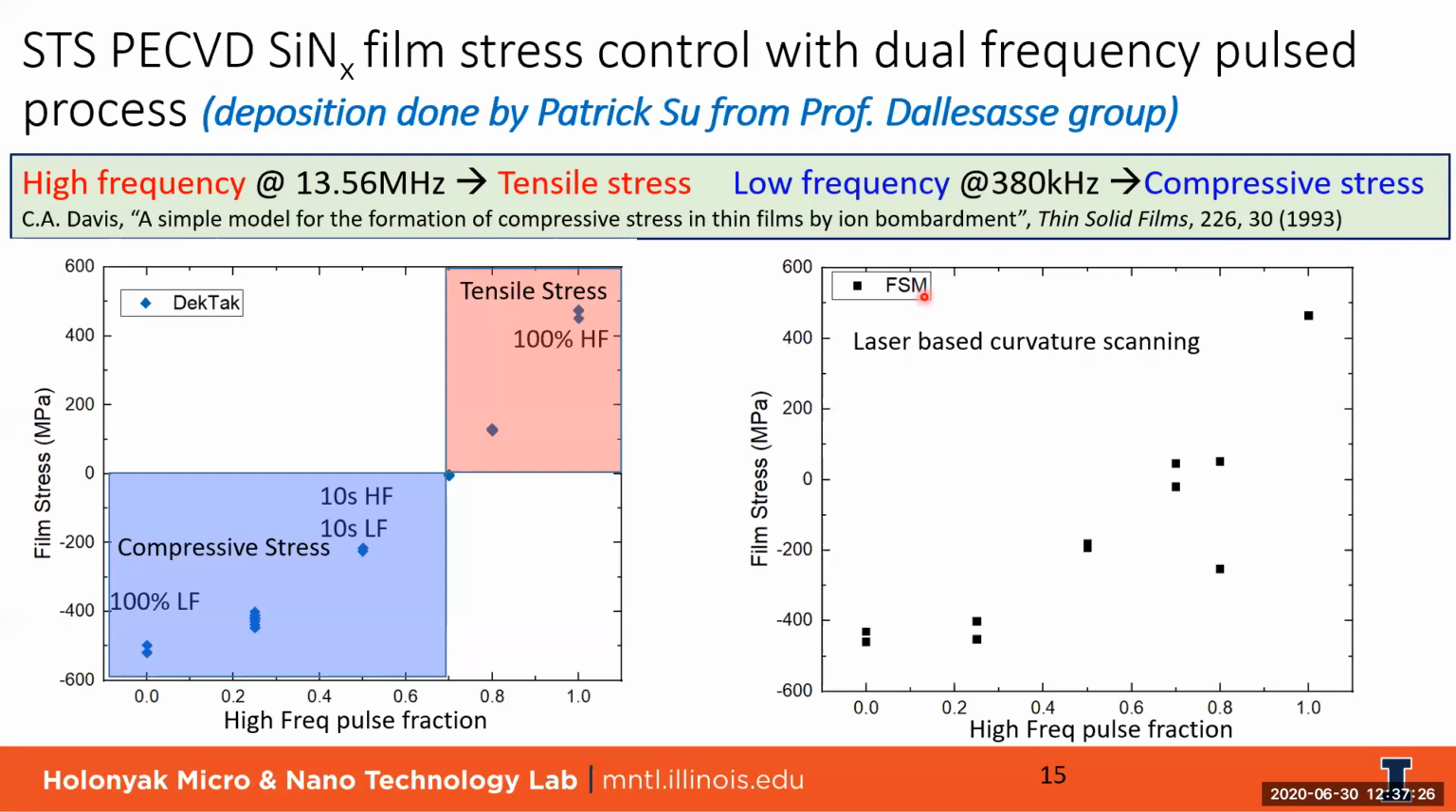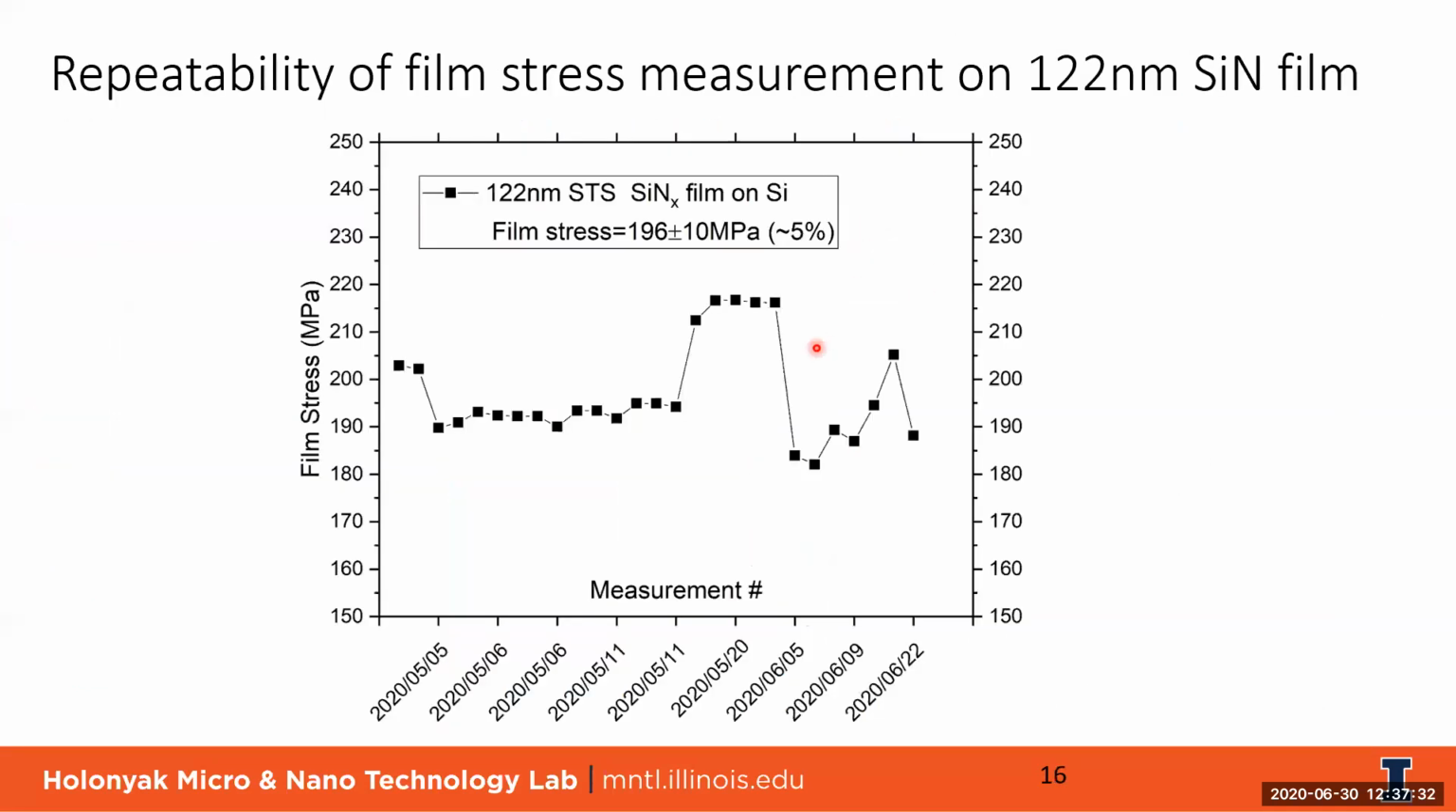After that, I also want to show you, within one wafer, how repeatable the film stress measurement is by using the Dektak stylus profiler. I plot here the film stress as a function of measurement number. I measured it from May 5th to June 22nd, about 25 times. And you can see that it's fairly consistent, with an average of 196 megapascal and about 5% standard deviation.